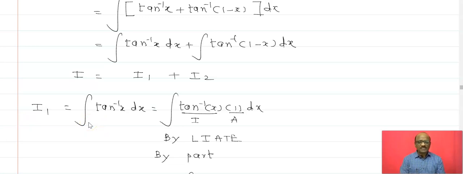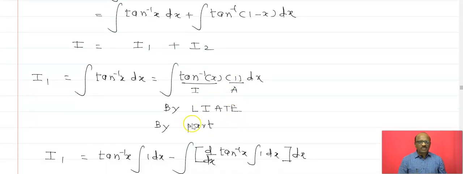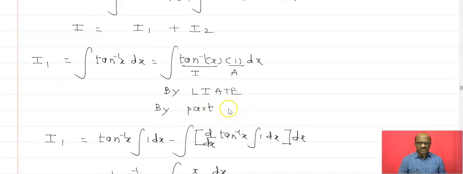How will we do this? But we have learned this type of integration in our previous exercise. Now here we generate one more function, that is an algebraic function. So what did we generate? We generated 1. Tan inverse of x into 1 into dx. Tan inverse of x is the inverse function and 1 is the algebraic function. Now here we'll apply the ILATE rule of integration by parts. The first is inverse and next is the algebraic function.